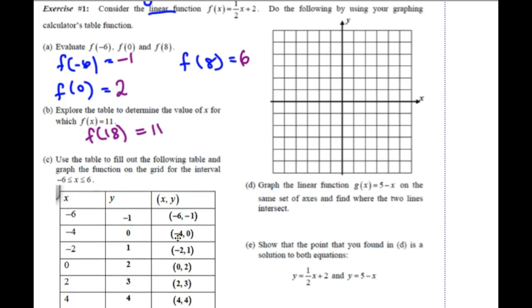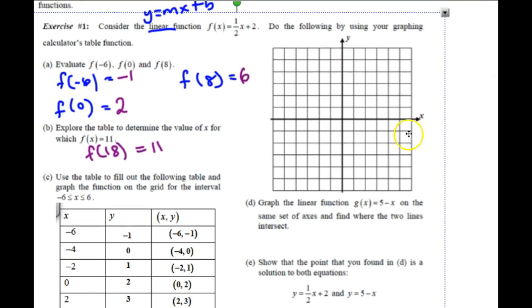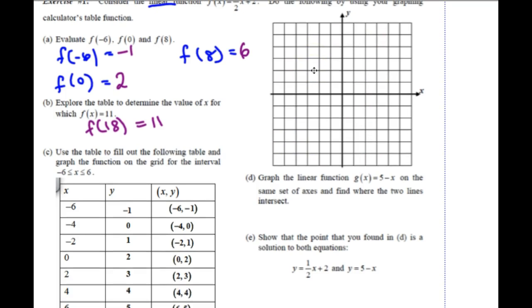Now what we want to do is graph this. How do we make a graph of this? It's pretty simple. Remember graphing. I'm going to go negative 1, negative 2, negative 3, negative 4, negative 5, negative 6, which is negative 1. That's my first point. At negative 4, 1, 2, 3, 4, 0. Negative 2, 1, 0, 2. I am at 2, 3, which is right here.